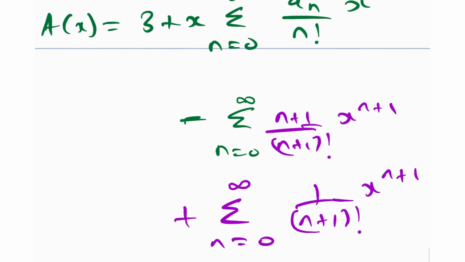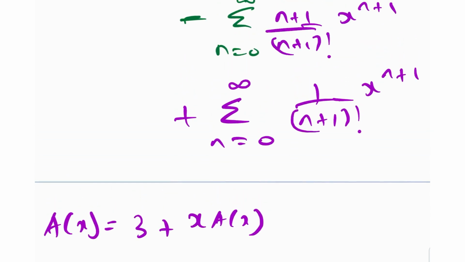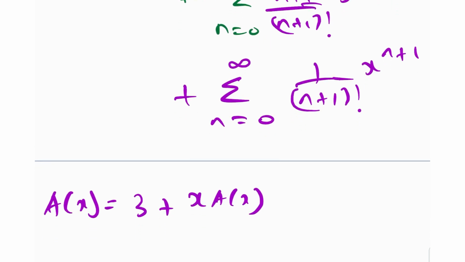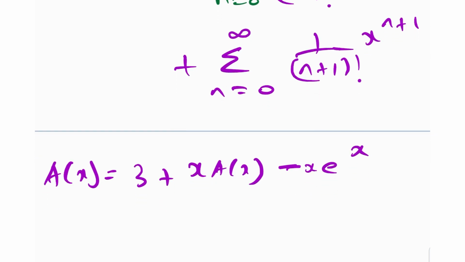So really, let's just clean this up a little bit. This entire thing is obviously A(x). So this A(x) becomes 3 plus x times A(x), right? And over here, this is nothing but the negative sum from n equals 0 to infinity. Again, if I take an x common, it goes over here, and this just becomes x^n divided by n factorial. But if you recognize, this is what I mentioned in the beginning. This is the Taylor series for e raised to the power x. I can just replace this entire summation with e^x. Right? Okay, great.